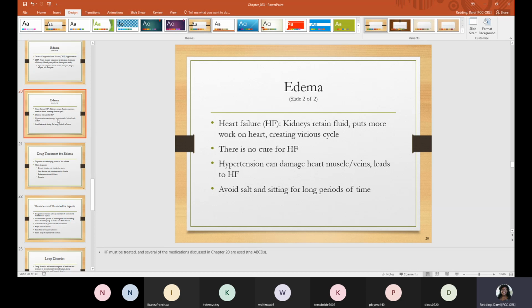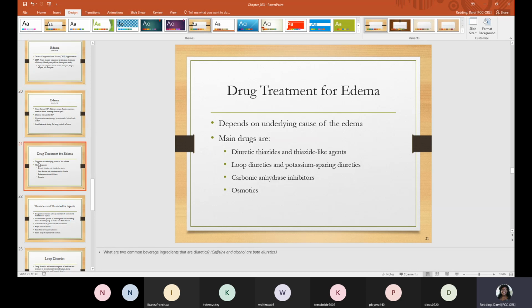More information on the drug treatment for edema: it depends on the underlying cause, whether it was heart failure or hypertension. The main drugs prescribed for the treatment of edema include diuretic thiazides and thiazide-like agents. Thiazide-like agents are anything that could end in thiazide.